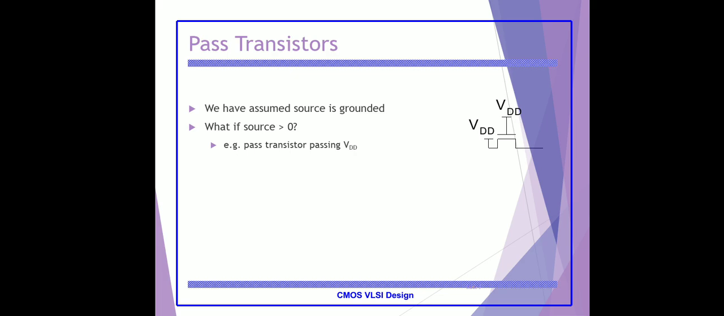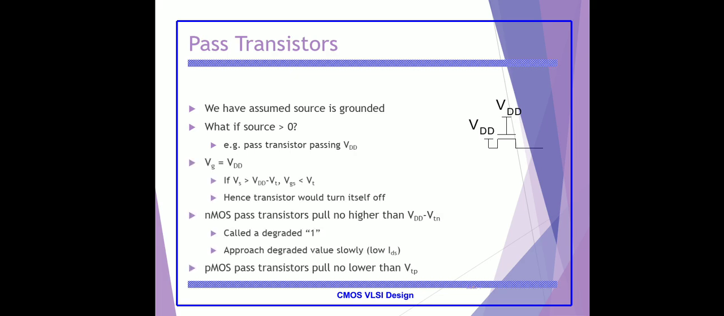Here you can see the source is grounded, and what if the source is greater than 0, for example a pass transistor which is passing VDD. When VG is equal to VDD, if VS is greater than VDD minus VTN or VG is less than VT, this transistor could be turned off. An NMOS pass transistor can pull no higher than VDD minus VTN, so we call it a degraded 1. Since it is degraded, it rises slowly, and the PMOS pass transistor pulls no lower than VTP. So here are the pass transistor circuits.